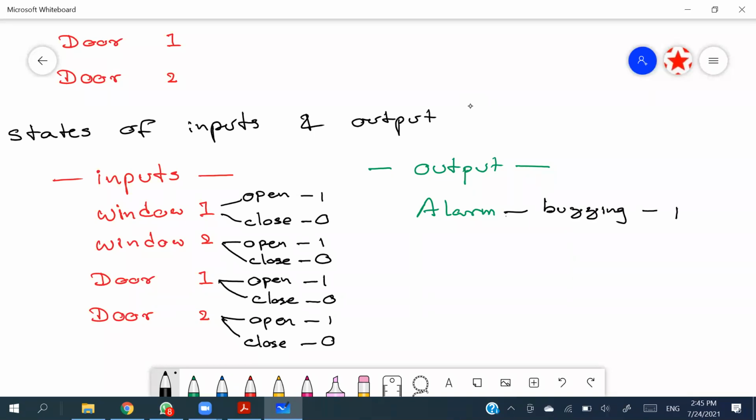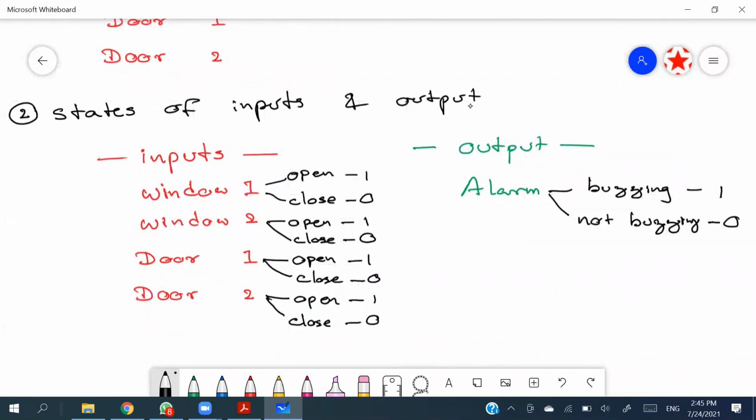It indicates 1, not buzzing, that indicates 0. All right. So now we know all the states of the inputs and output. Is this clear, everyone? Give me the confirmation.